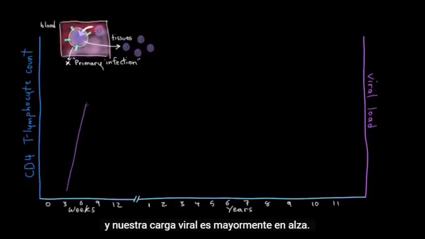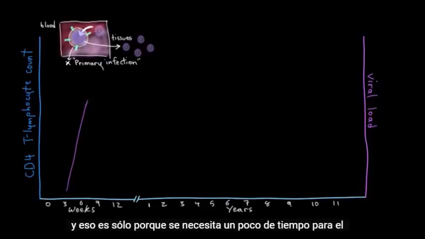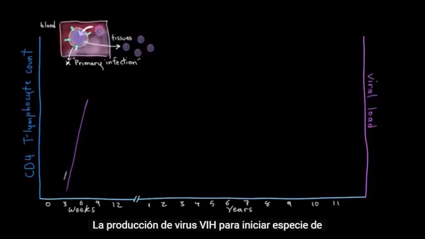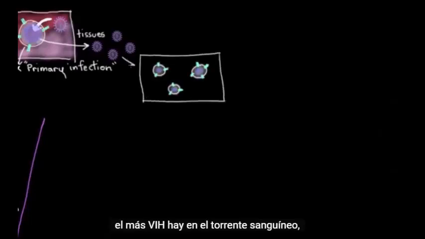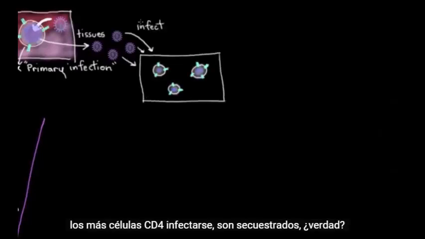and our viral load is majorly on the upswing. And you'll notice that the viral load is starting to rise at around the 2 to 3 week mark, and that's just because it takes a bit of time for the HIV virus production to start sort of ramping up within our bodies. And of course, a major concern here is, well, the more HIV there is in your bloodstream, the more CD4 cells get infected, get hijacked, right?